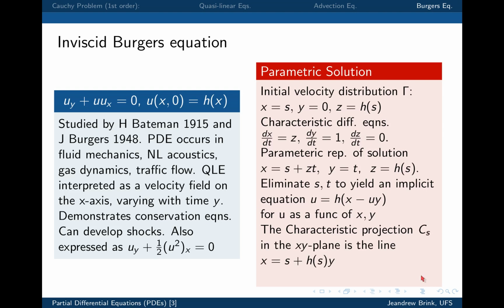And that characteristic projection basically is this thing: x equals s plus h of s times y, where I've taken it from this equation. So z is now h of s, s is there, and y is just your t variable. Because it's a nonlinear problem, or a quasi-linear problem, the initial condition determines what the characteristics look like. And it's a very good illustration because in almost any problem that's not linear, this is the case.